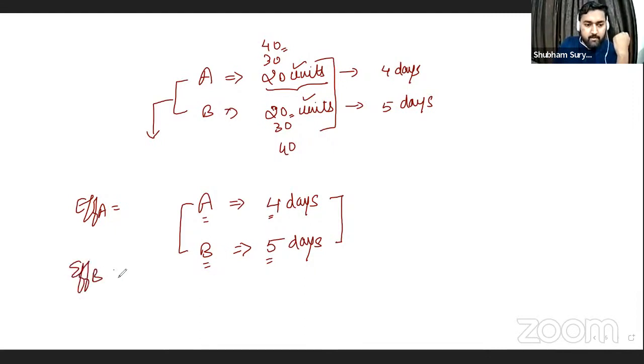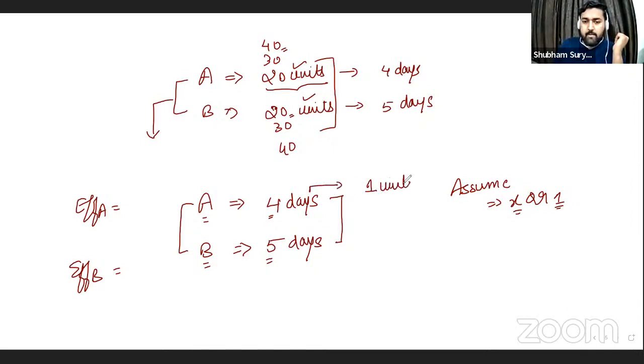Generally, in order to solve these type of questions, people assume the work to be equal to X, or sometimes they assume the work to be equal to 1. If you assume the work to be equal to X or 1, let's see what's going to happen. So we have assumed that in 4 days, the person is completing exactly 1 unit of work.